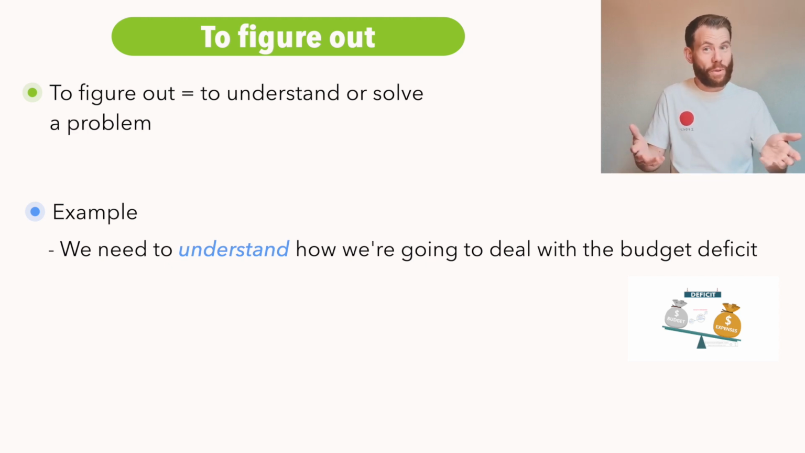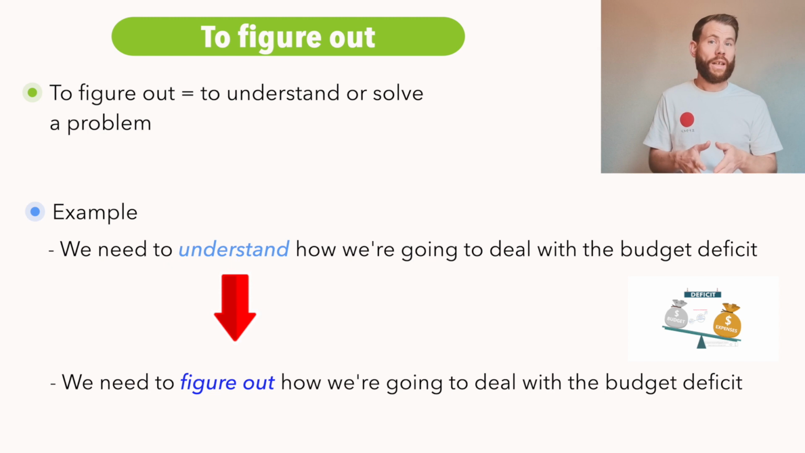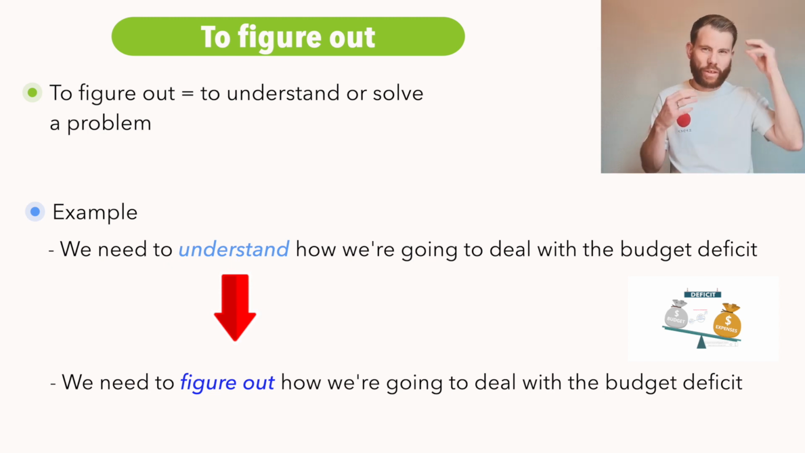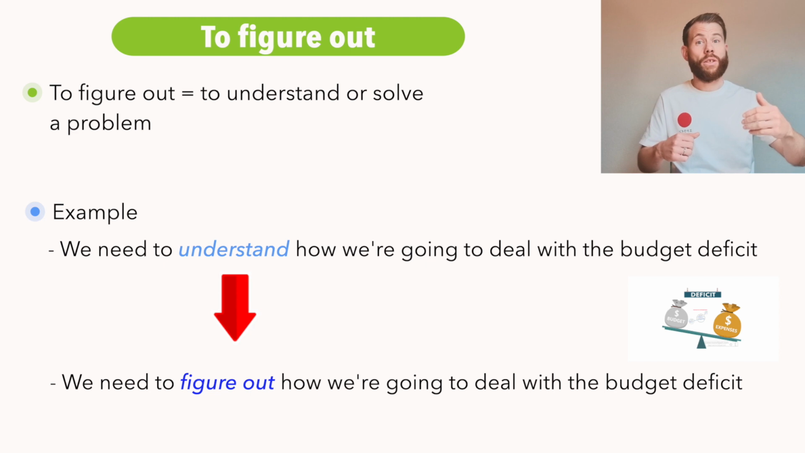I told you it's a verb that we use very, very often. But understand here can be replaced with figure out. So we need to figure out how we're going to deal with the budget deficit. So to figure out, it's really the intellectual process of understanding the problem. And then you can take steps to rectify, to resolve the problem. But first, the first step is figuring it out, understanding what's causing the problem, and then deciding on some actions to move forward.